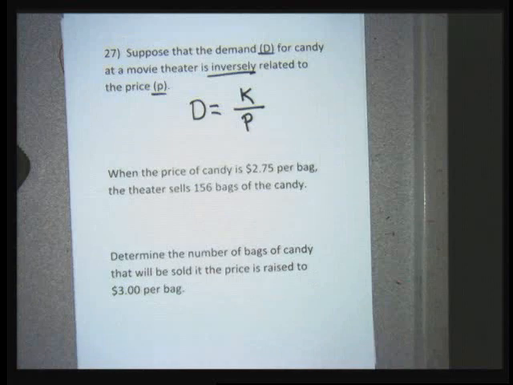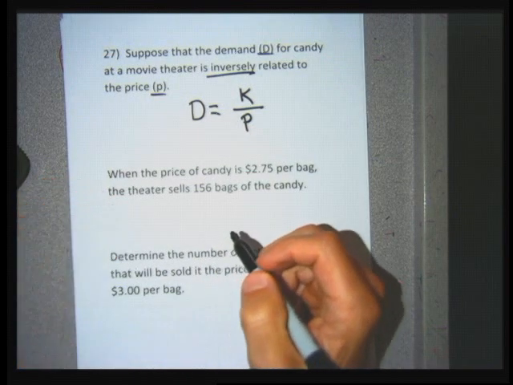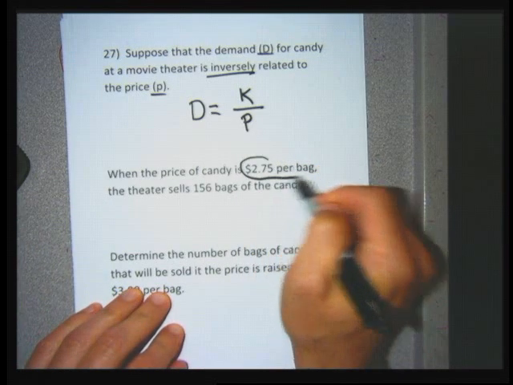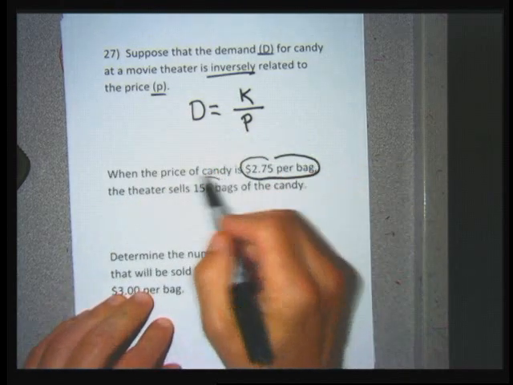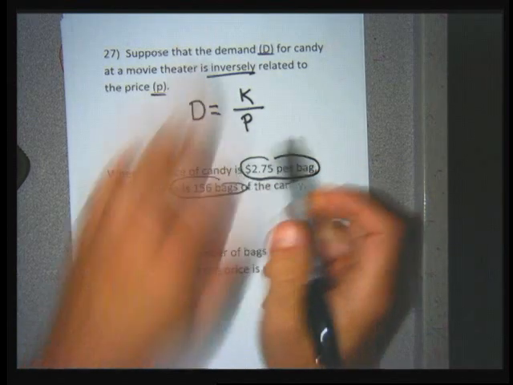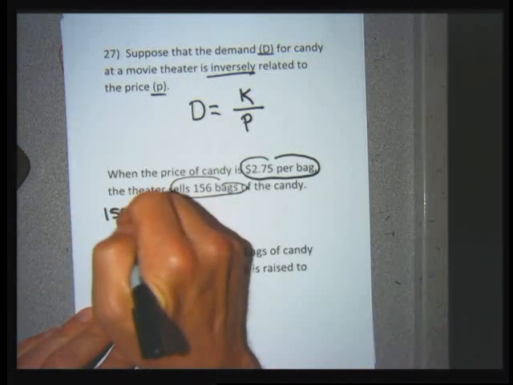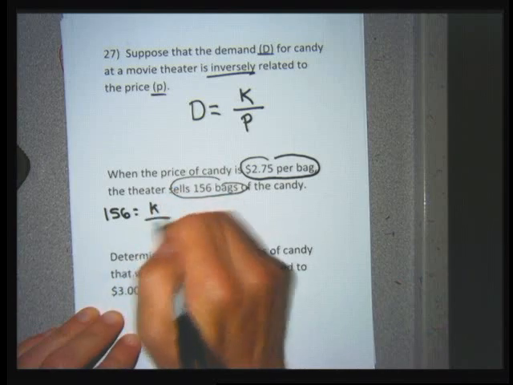I know I'm going to solve by cross multiplying. I didn't leave myself a lot of room here. But what I have is 2 numbers to plug into this. The 2.75 is the price per bag. I'm going to put that in for P. And the 156 is the demand. It's the number of bags that I'm selling. So I'm going to take 156 and write it equal to K over 2.75.